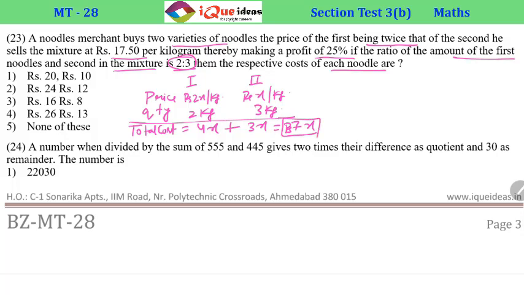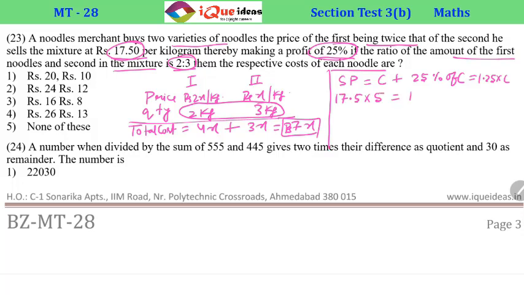Alright. Now, total cost of 5 kg. So, we have the profit is 25%. So, the selling price is equal to 25% profit, so cost plus 25% of cost, which is 1.25 into the cost. Now selling price is 17.5 per kg, so multiplied by 5 kg for total selling price. So it is 17.5 into 5 equal to 1.25 into 7x.